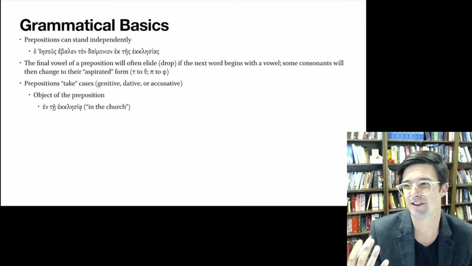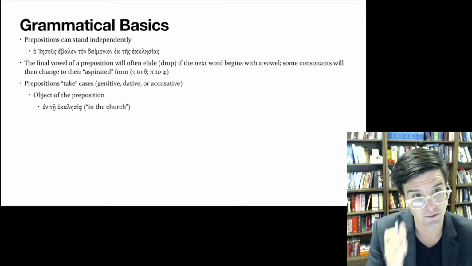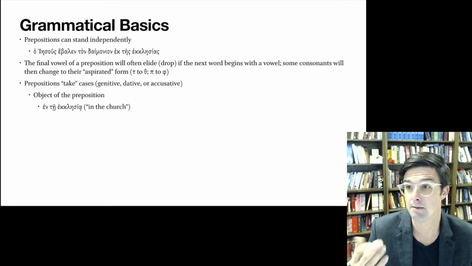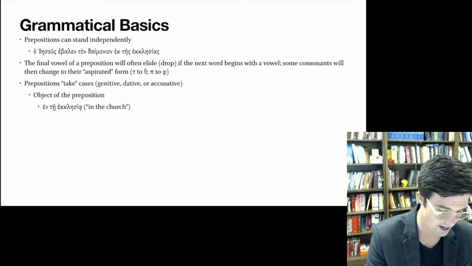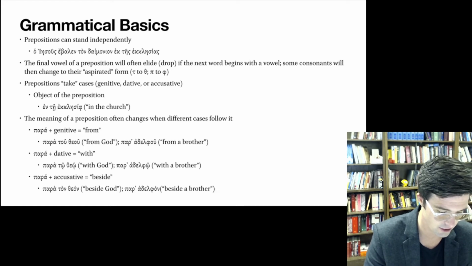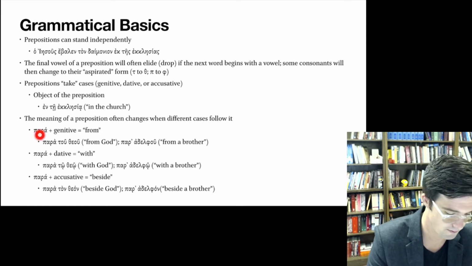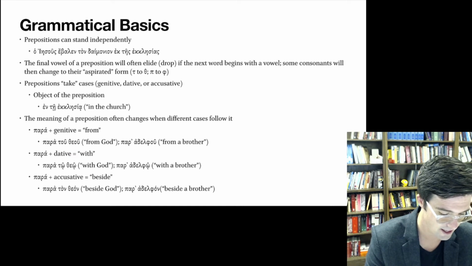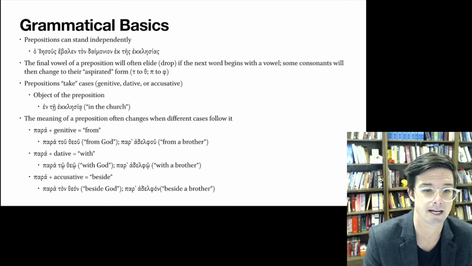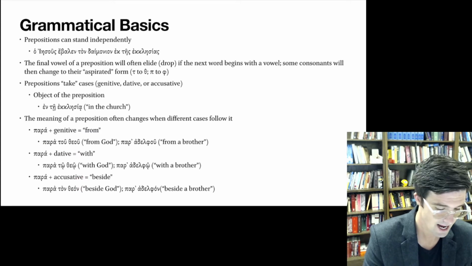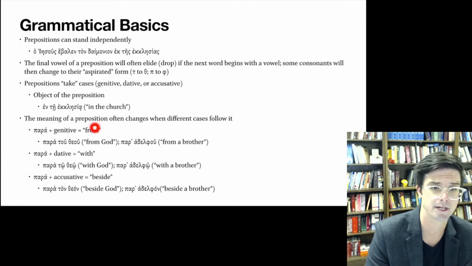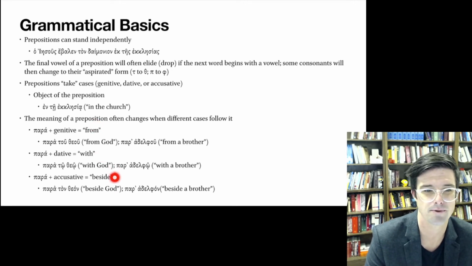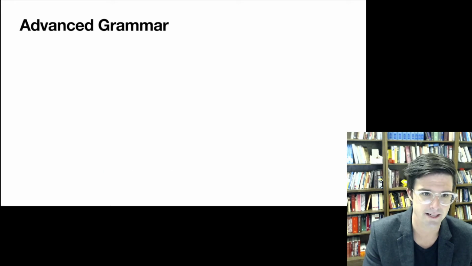So as you well know from all of your memorization of prepositions in Greek 1, prepositions take objects. They take different cases after them, and their meaning may change based on the case of the word that comes after it. So in takes the dative to mean in the church. It's one of the most simple ones. But with para, we have three different cases. Para can take the genitive, it can take the dative, or it can take the accusative as its object. And these are all going to mean different things. Para with the genitive is from, para with the dative is with, and para with the accusative is beside.